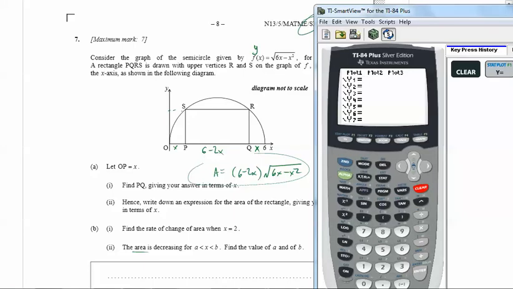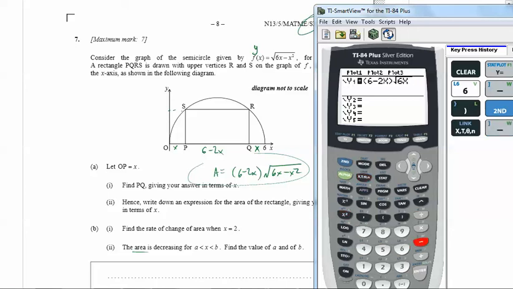So here's my calculator. I'm just going to put in 6 minus 2x. And then I'm going to multiply that by the square root of 6x minus x squared. And that should allow me to graph it. All right, so there you go. Now, the question is, when is the area decreasing? Well, you can see that very clearly in your graph here, right? You've got your maximum area right there. And then from there to here, it's decreasing.